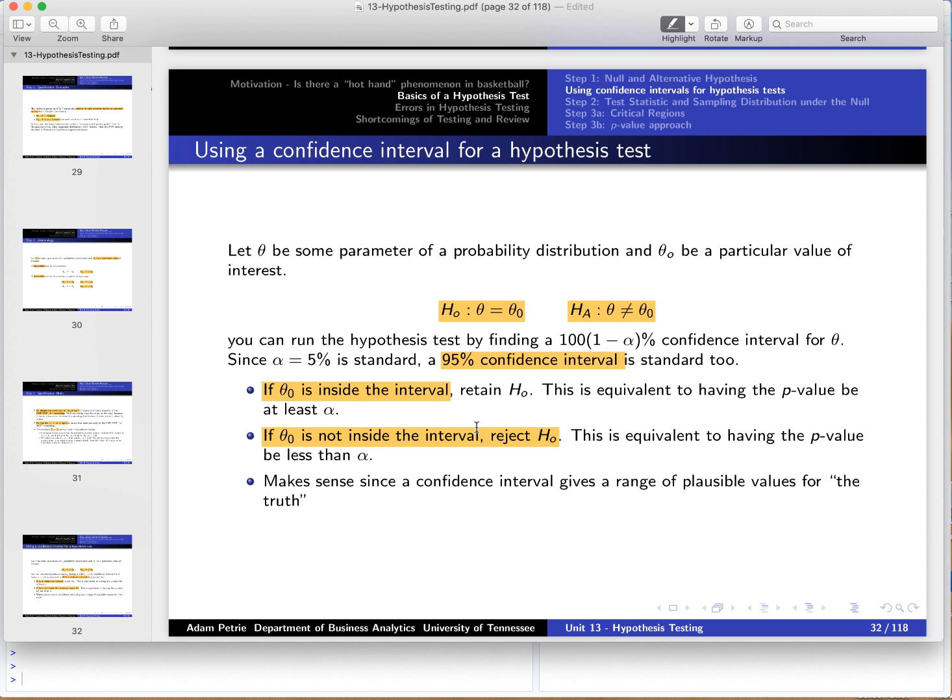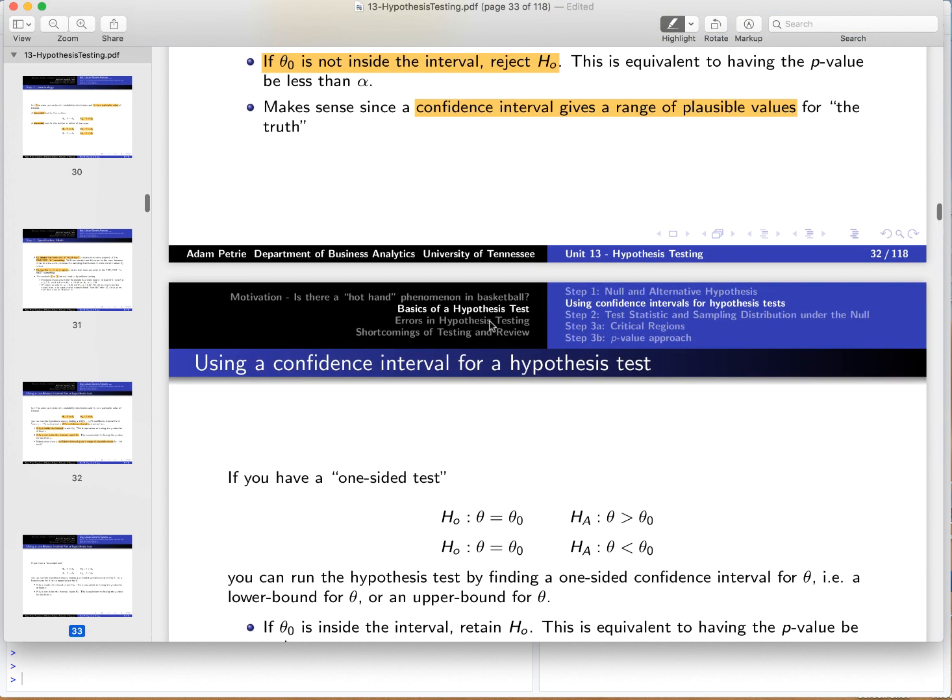This connection between the hypothesis testing framework and the confidence interval framework makes sense because that confidence interval really does give a range of values that are plausible for theta based on the data that we've collected. So we have an idea on whether or not we have that extraordinary evidence that would suggest the alternative is where we want to go, or if theta naught is just a plausible value for that parameter we're trying to estimate.